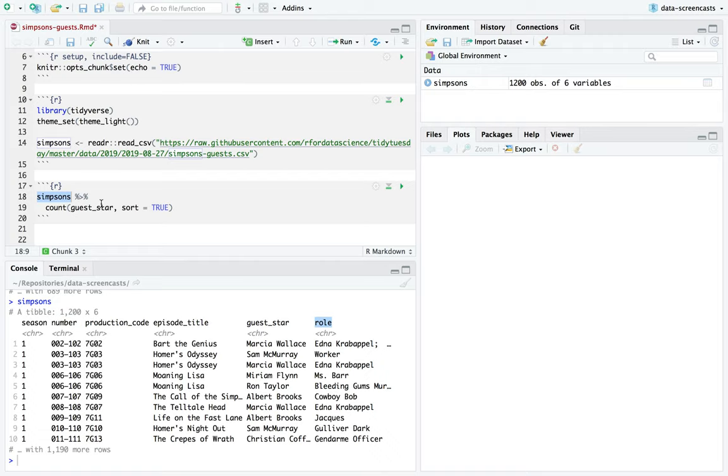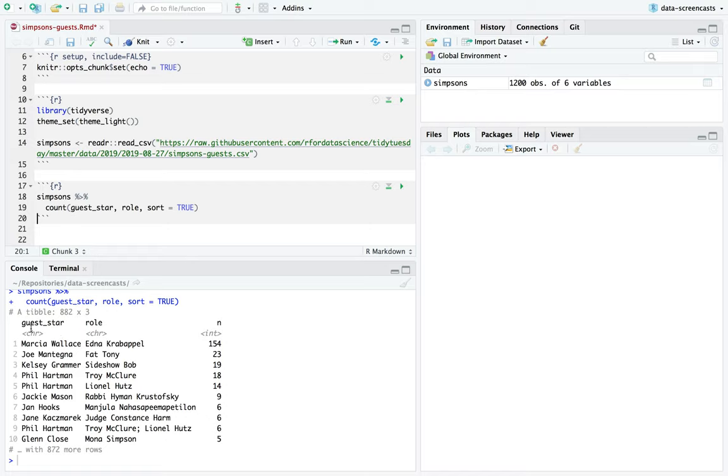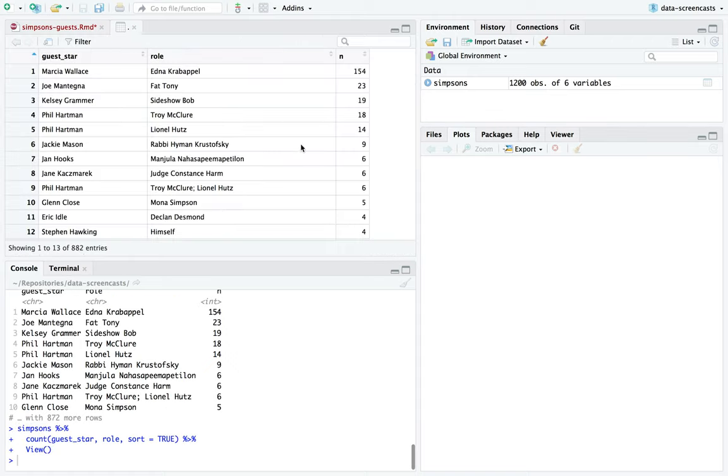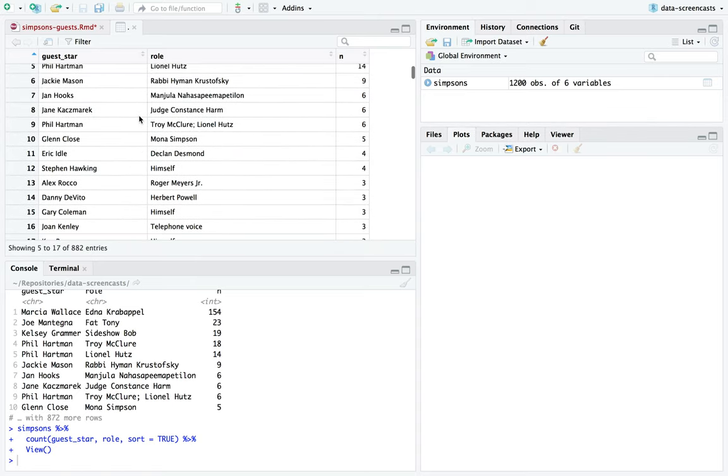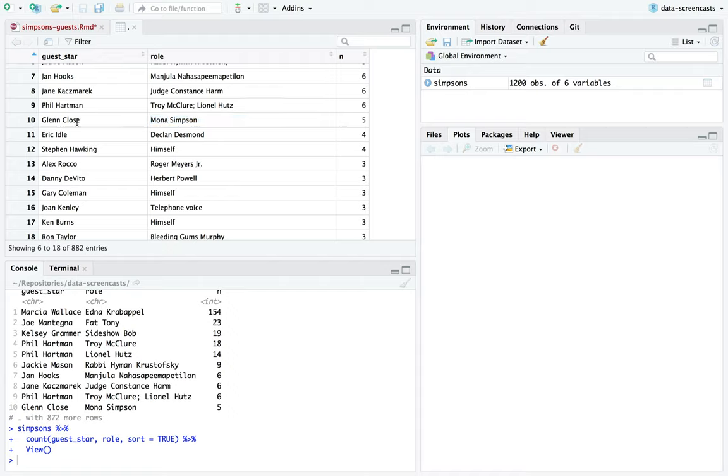So I see role is another column. That makes it a little bit easier. Edna Krabappel played by Marsha Wallace, and then Joe Mantegna is Fat Tony. Kelsey Grammer always plays Sideshow Bob. Phil Hartman plays both Troy McClure and the lawyer Lionel Hutz. Jackie Mason plays Krusty the Clown's father. And Glenn Close plays Homer Simpson's mother, I think.